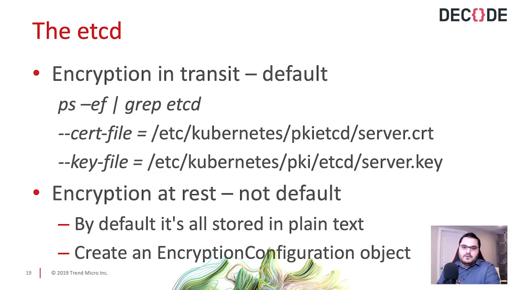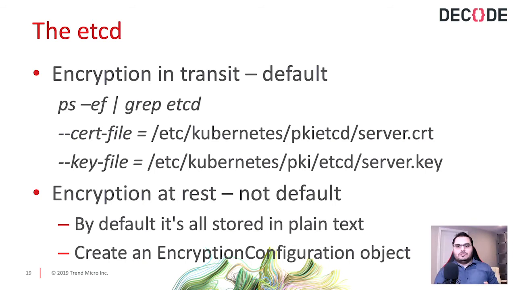So for etcd itself, the main things that you need to worry about are the encryption in transit and the encryption at rest. The encryption in transit is set by default, and it's usually taken care of for you when you create your cluster. You can see that Kubernetes creates a certificate and a key file for your etcd, so all the communications between the etcd and the other components are encrypted. But the encryption at rest, the encryption of the objects themselves inside Kubernetes, is not done by default, right? By default, as I said, they're stored in plain text, and you need to be very careful with that.